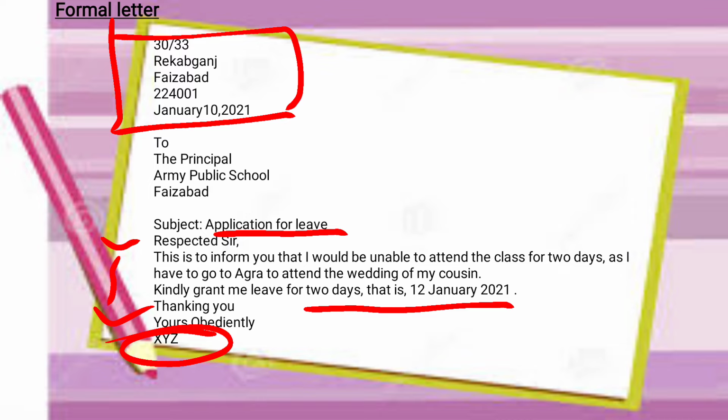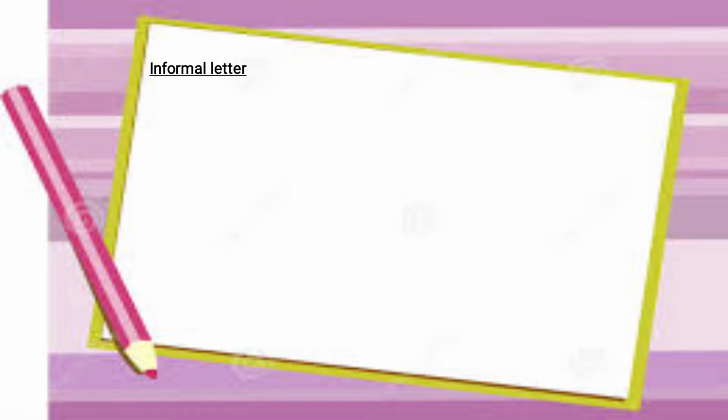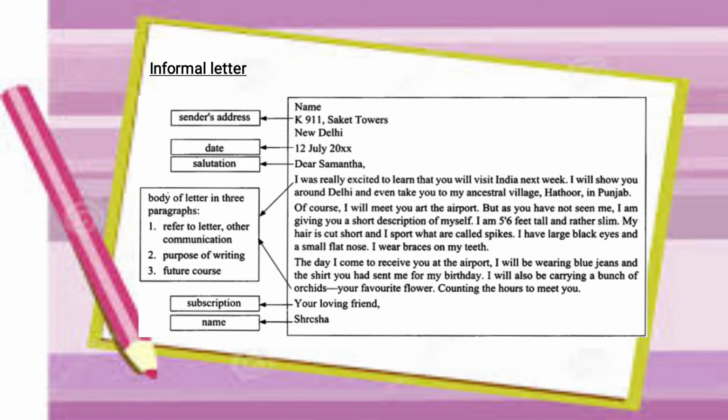All right, moving to the next one, the informal letter. I'll show you a sample here also. While writing an informal letter, first you have to write down the sender's address. Then you have to write down the date. Then you have to write down the salutation. Salutation means you have to greet them, like dear mama, dear papa, loving mama, loving papa, lovable papa, whatever salutation you want to give.